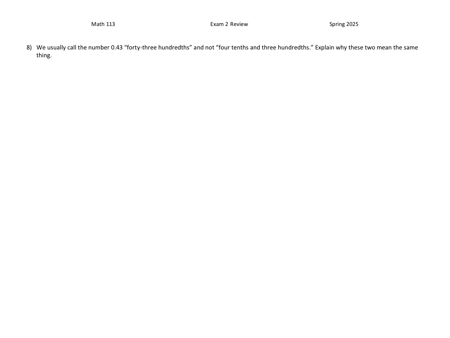We usually call the number 0.43 "43 hundredths" and not "4 tenths and 3 hundredths." Explain why these two mean the same thing. Okay, so 43 hundredths, 0.43.